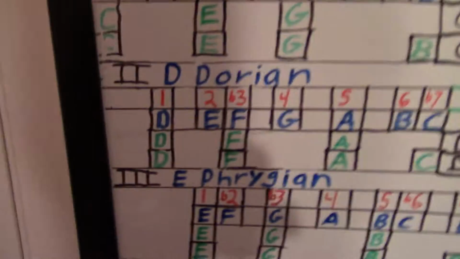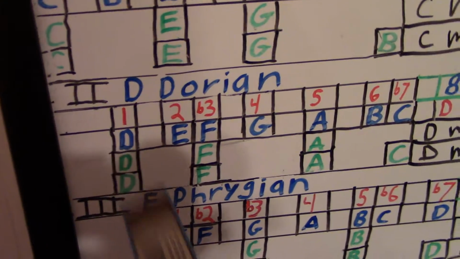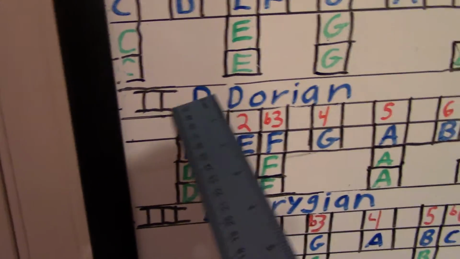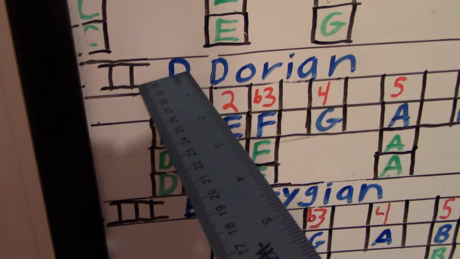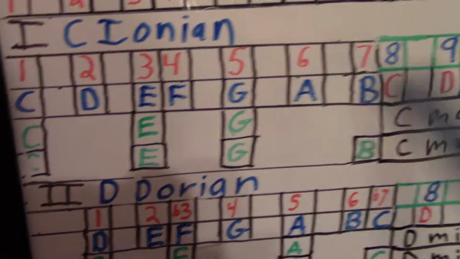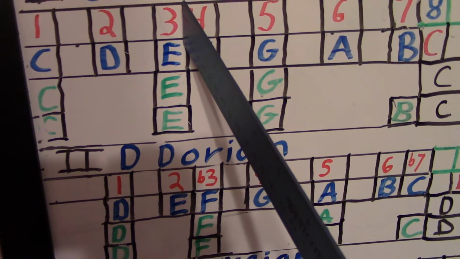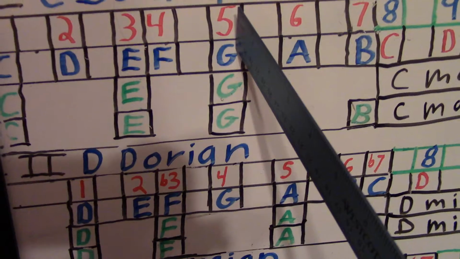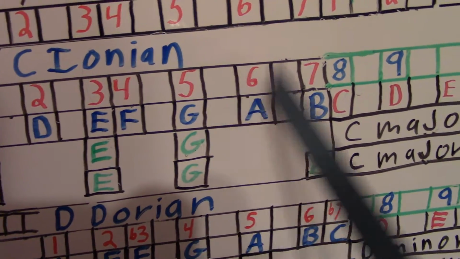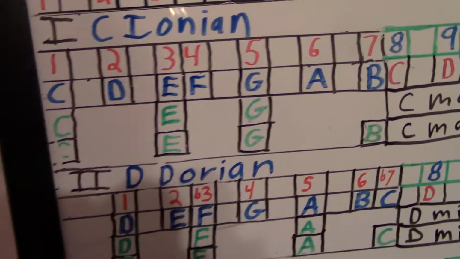Now we're going to go to Dorian. Dorian is the 2nd mode of the C major scale, Roman numeral 2, which we have D. See how it follows? C, D. Now if you were to visualize this in 7 modes, it would be C major, D Dorian, E Phrygian, F Lydian, G Mixolydian, A minor, and B Locrian. That's just a little heads up on that.